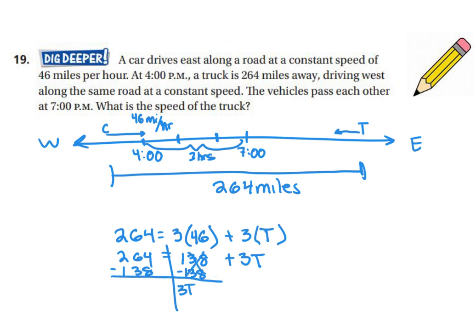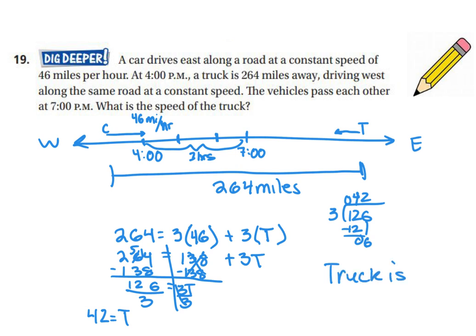And I'm left with 3t equals 126. So now I divide both sides by 3. 3 over 3 is 1. And I need to do 126 divided by 3. 3 doesn't go into 1, but it goes into 12 4 times. 3 goes into 6 twice. So I get t equals 42, which is the speed of my truck. So we would say the truck is going 42 miles per hour.